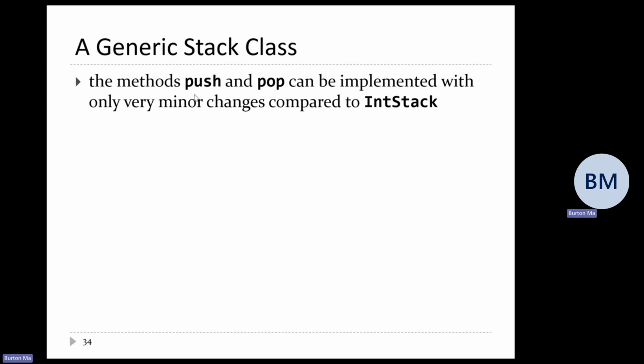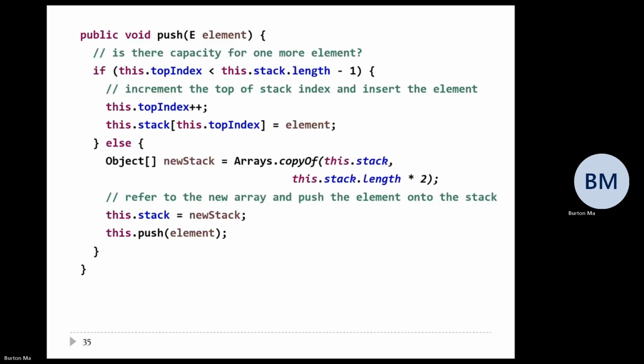Once you've gotten past the lack of generic arrays, so once you decide I'm going to use an array of Object instead, push and pop now become straightforward to implement. You still only need very minor changes. So here's the complete version of push. Notice that instead of pushing an int or a string, your element type becomes the generic type. So it becomes whatever the element type happens to be. Our placeholder is just E.